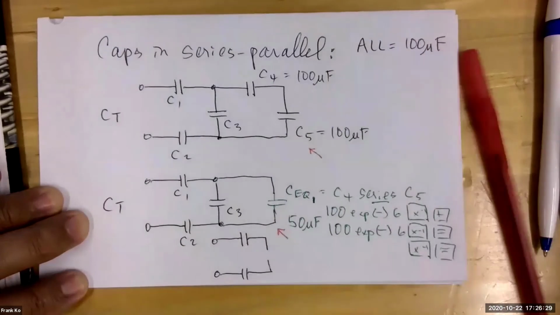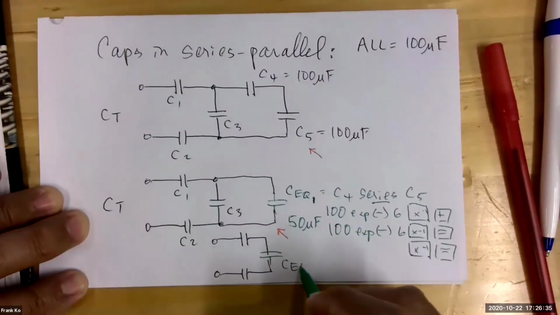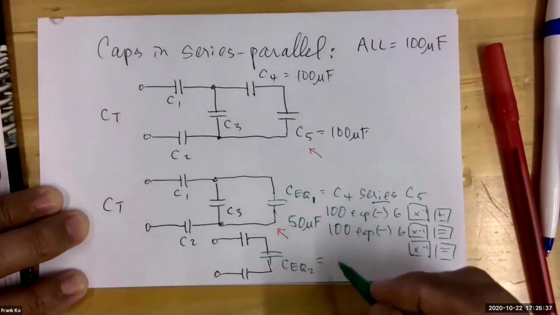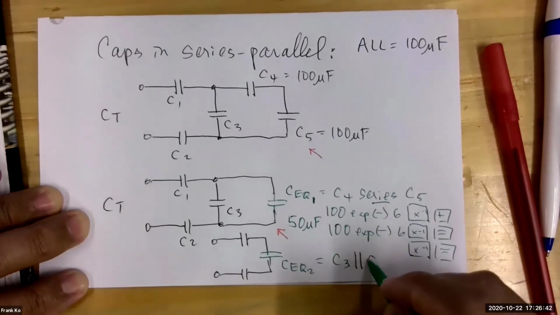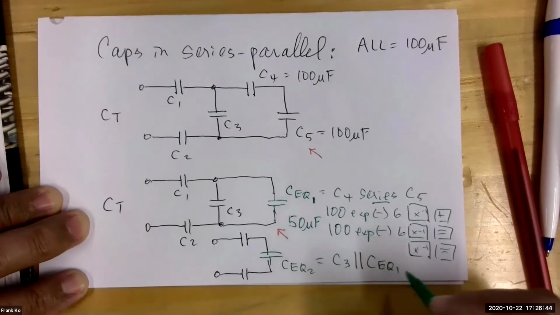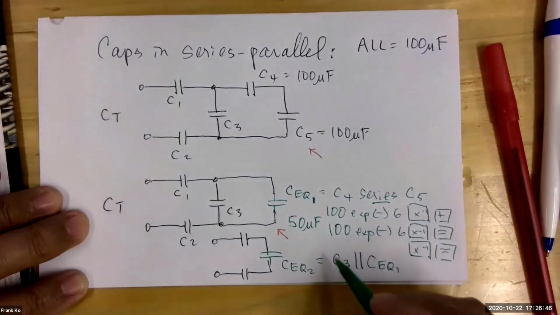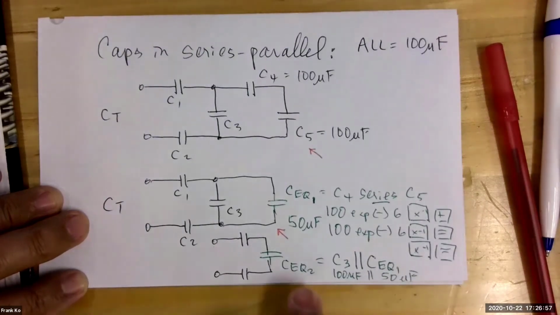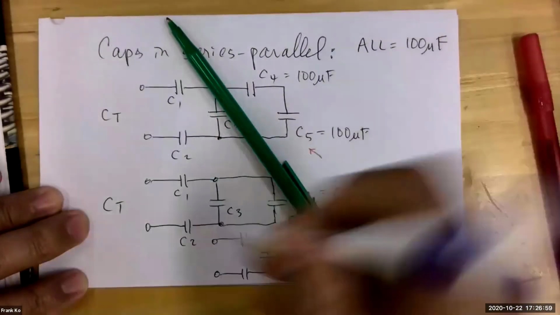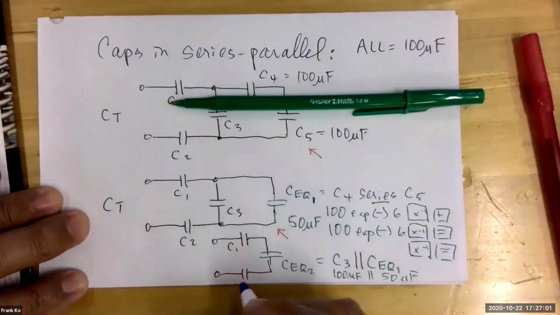And now I have a CEQ2, which was C3 in parallel with CEQ1. Is that right? Isn't that a 100 microfarad in parallel with a 50 microfarad? Yes? Now keep in mind, my C1 hasn't changed, my C2 hasn't changed.